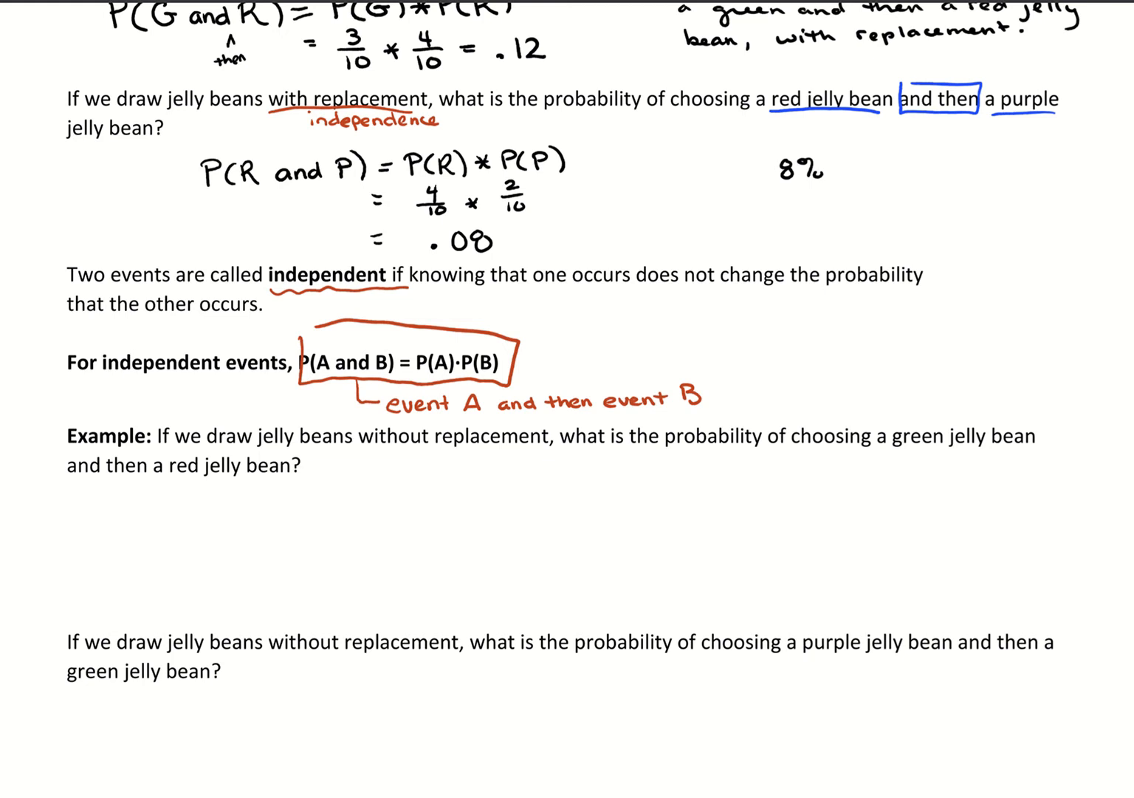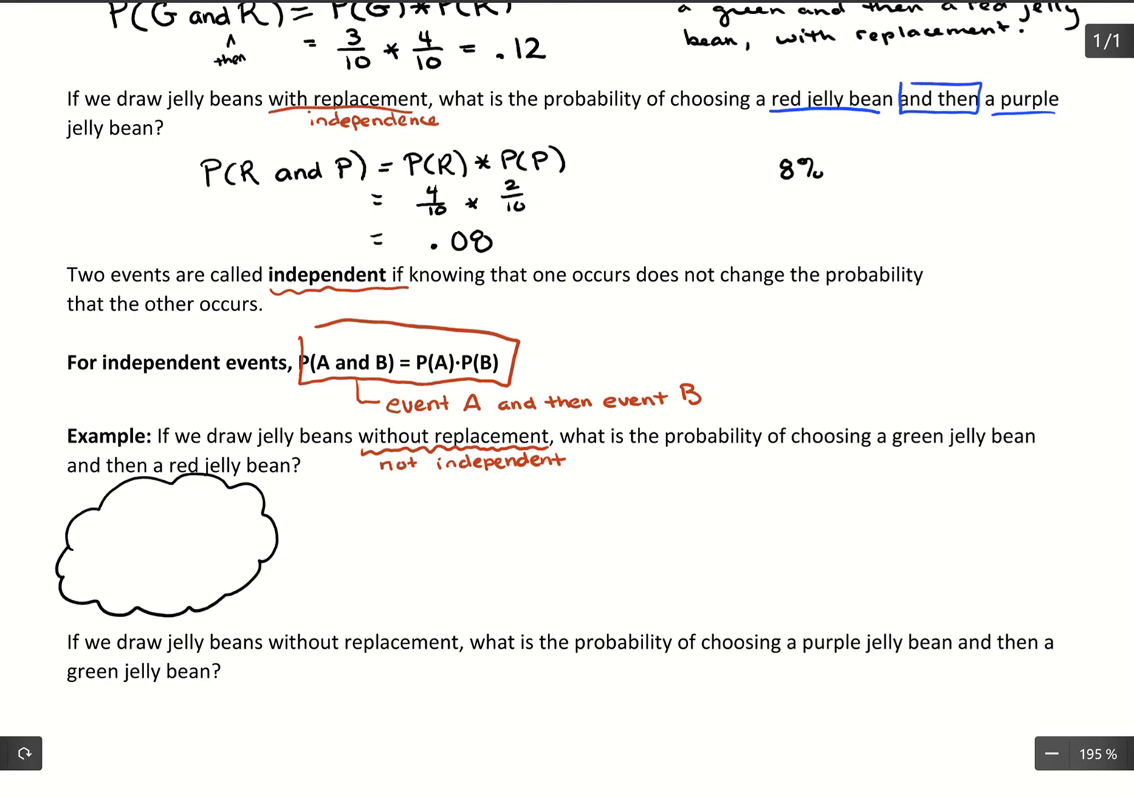So let's talk about what if we had without replacement. If we didn't put the jelly beans back. So this is where we are not independent, meaning the probabilities are changing. In fact, let's draw our bag of jelly beans. Let's see, we have 1 blue, 2 purple, 3 green, 4 red.